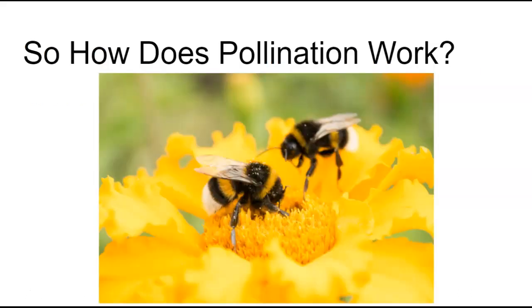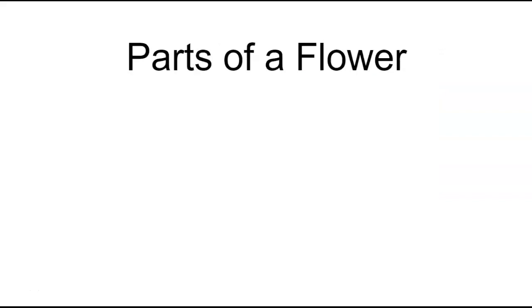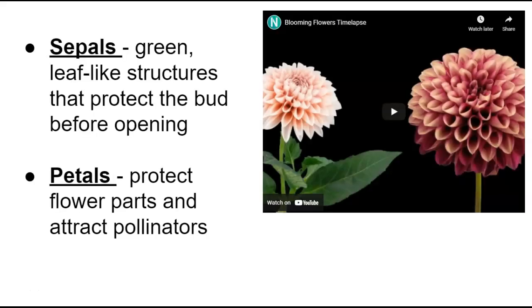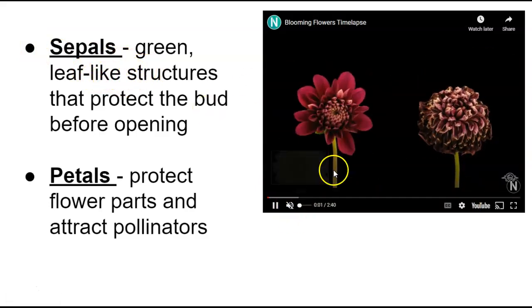So let's talk about pollination. In order to talk about pollination, we got to talk about the parts of the flower. So I have a diagram that we're going to be using in a minute, and if you're absent, just ask me for the diagram the next day. But the first thing we're going to talk about are the parts that we can kind of see really easily on the outside. So the first thing are sepals. Sepals are green structures that protect the bud before opening.